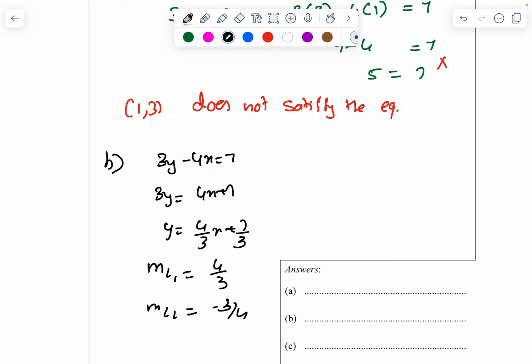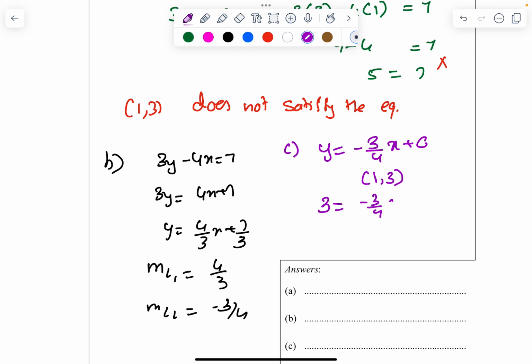Then L2 passes through the point P. Find the equation of L2. So the equation of L2 will be y equals minus 3 upon 4 x plus c. But it is passing through (1, 3). 3 equals minus 3 upon 4 times 1 plus c. So this c will be 3 plus 3 upon 4, which is 15 upon 4. So what will be the equation? Y equals minus 3 upon 4 x plus 15 upon 4.